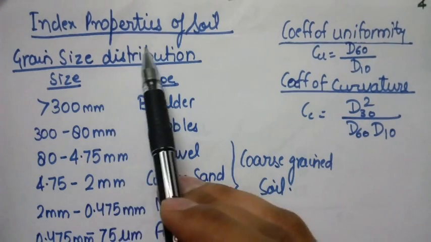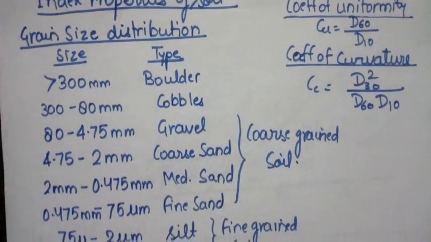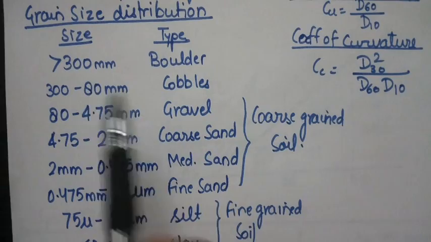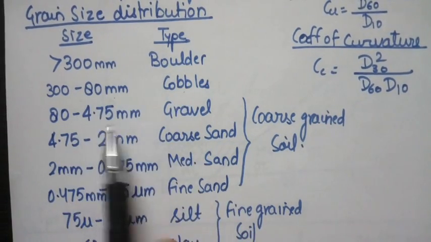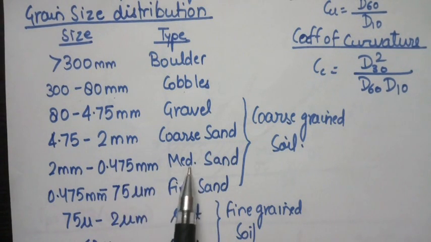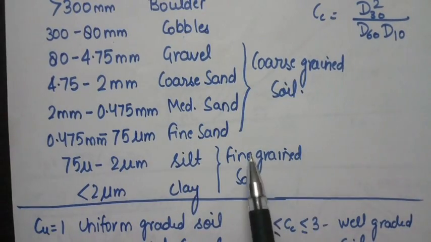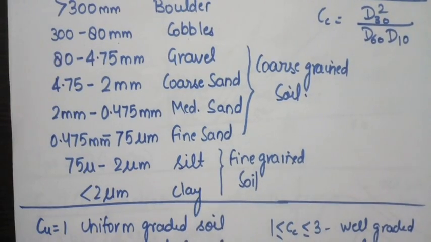Next is our index properties of soil. In this, the first one is grain size distribution. According to different sizes, we have different classifications of soil. First one is greater than 300 mm, that is boulder. 300 to 80 mm cobbles, 80 to 4.75 mm gravel, 4.75 to 2 mm coarse sand, 2 mm to 0.475 mm medium sand, 0.475 mm to 75 micron fine sand, 75 micron to 2 micron silt, and less than 2 micron is the clay. These two are called fine grained soil, and the rest, gravel, coarse sand, medium sand, and fine sand, are called coarse grained soil.